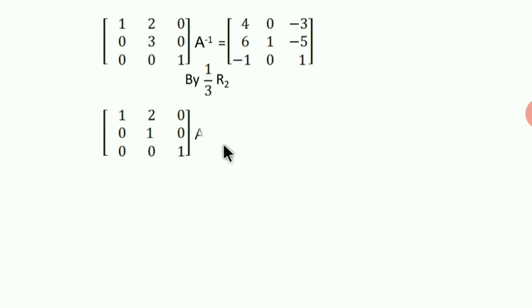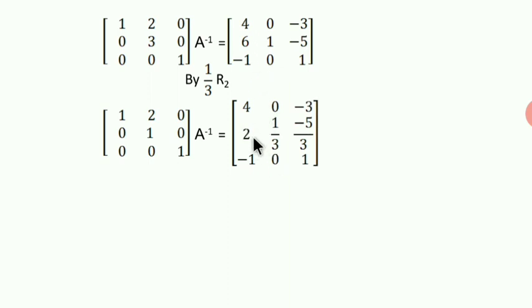A inverse is equal to, again there is a change in the second row, the first and third rows as they are. The second row becomes 6 upon 3 which is 2, 1 by 3, and minus 5 by 3. Now reduce this element to 0 by applying the row transformation R1 minus 2 R2. There is a change in the first row: 1 minus 1 is 0, 1 minus 0 is 1, 2 minus 2 is 0, and 0 minus 0 is 0. Second and third rows as they are.